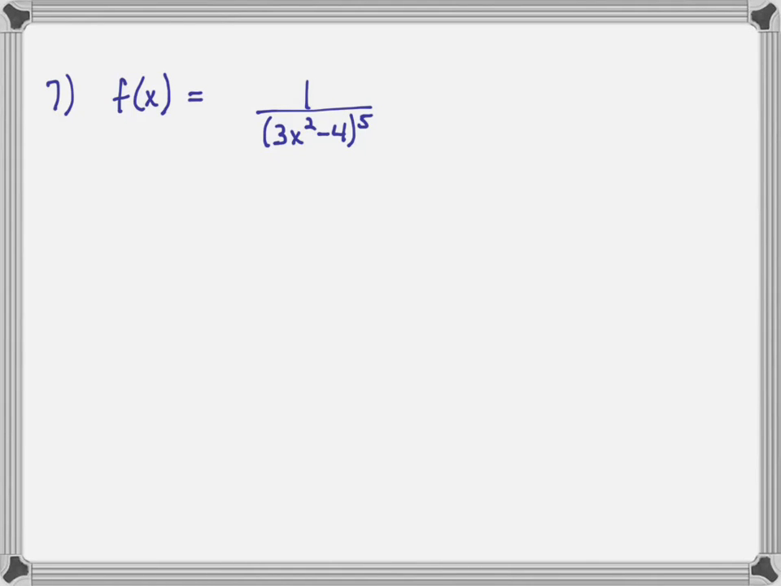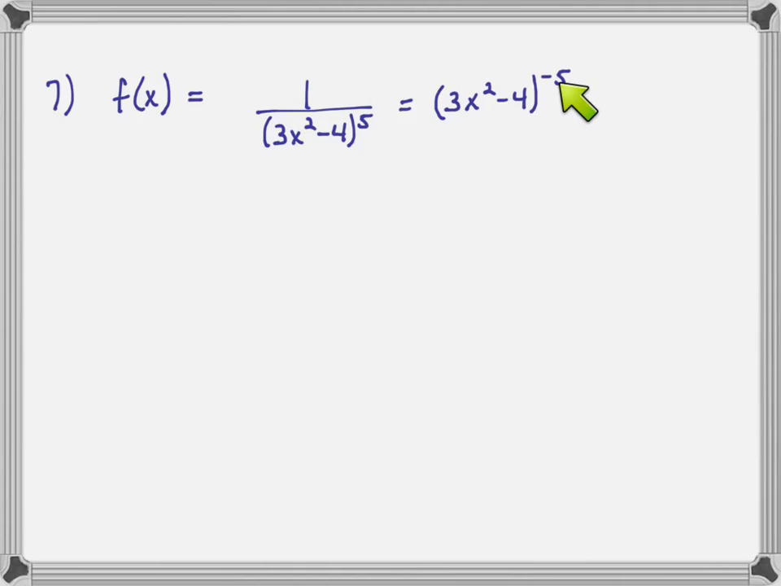And here's the last exercise on this sheet. It says f(x) equals 1 over (3x^2 - 4)^5. Now, you know I'd do anything to avoid the quotient rule, so rather than use the quotient rule here, I would move that binomial up to the top and give it a negative exponent. And now I'll use the chain rule.